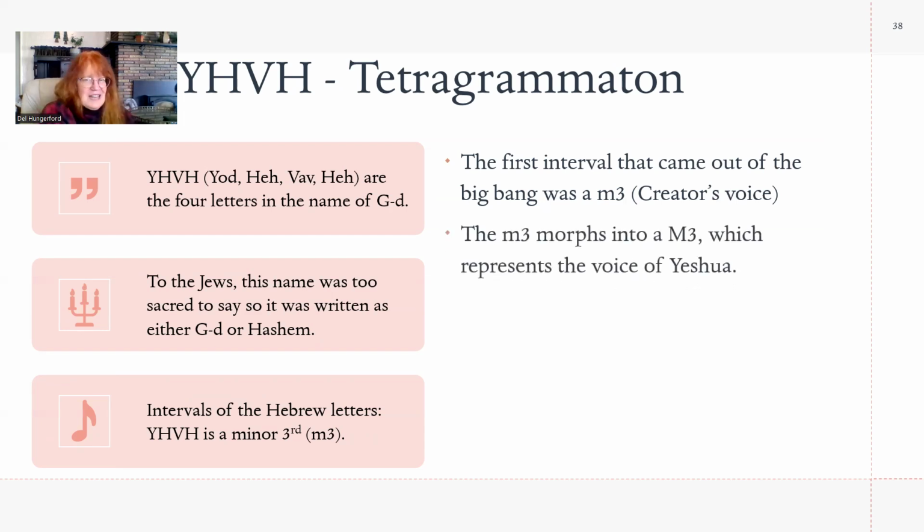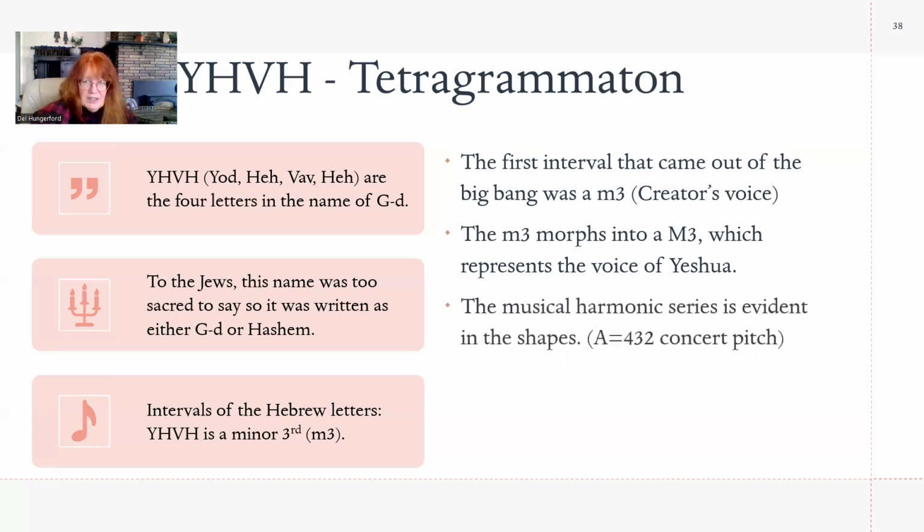But here's the interesting thing: the minor third morphs into the major third, which represents the voice of Yeshua, which in the New Testament is the Christ. And so you have Yod He Shin Vav He. So you've got both a minor third and a major third there. Now you could sing it different ways, but that's how I sang it.